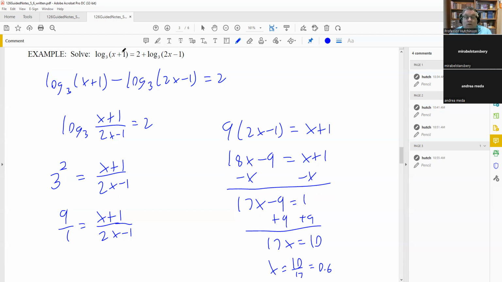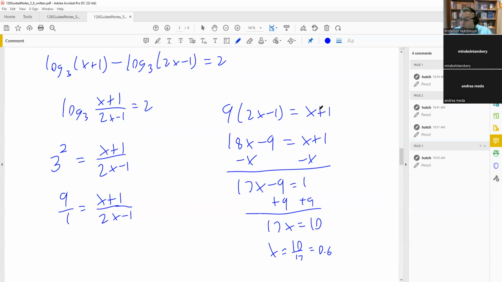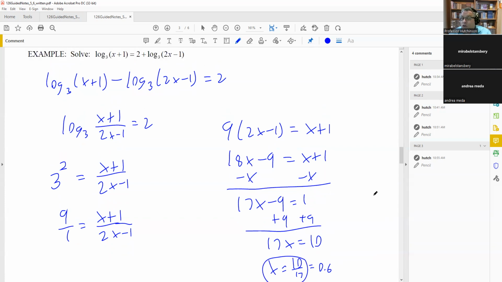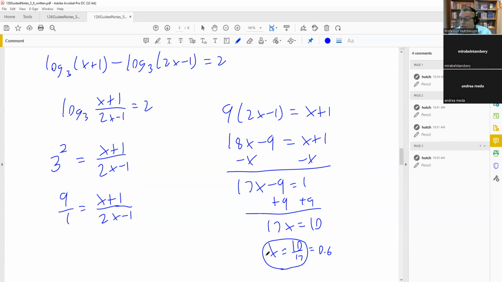0.6 plus 1 is 1.6. That's positive. That's okay. Now this next one, I have 2 times 0.6, which is 1.2. 1.2 minus 1 is also positive. So my answer is going to be just one answer this time, 10/17. I do want to write my answer as a fraction if possible, but it's good to change it into a decimal just so you can go back and plug it in to make sure you're not getting a 0 or a negative inside. So 10/17 will be your answer on this problem.